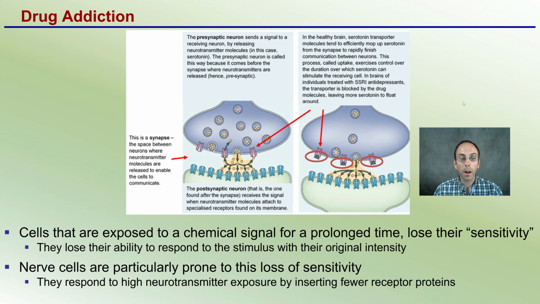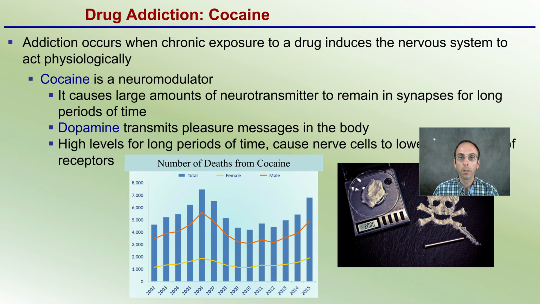Typically, cells will respond to high neurotransmitter exposure by inserting fewer protein receptors. So we're having this altered protein receptor amount which is ultimately altering the amount of neurotransmitters left in that synapse. And we can see over time how this addiction occurs, usually not just once, but over time because there is this change or shift in the actual protein receptors.